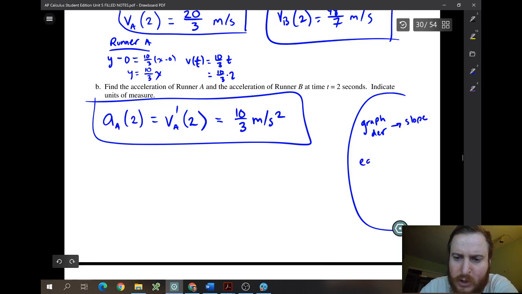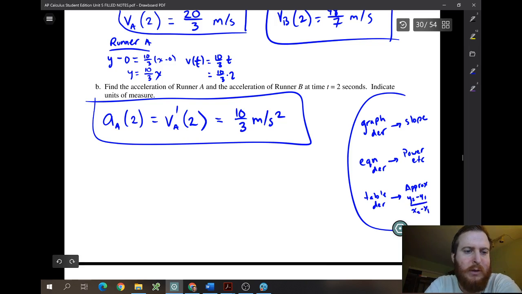On an equation, we get the derivative by doing the power rule, product rule, chain rule, basically taking the derivative. If you're ever given a table, you can't do the derivative, but you can approximate the derivative with what we did in the previous one, y2 minus y1 over x2 minus x1. That's what we did at time 40, right? We approximated the derivative. So that's important to make sure we know.